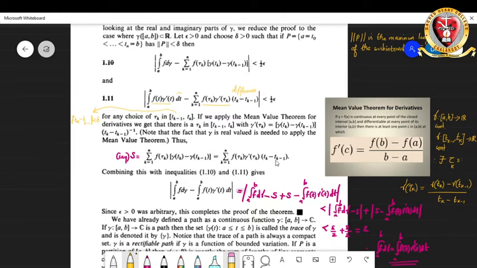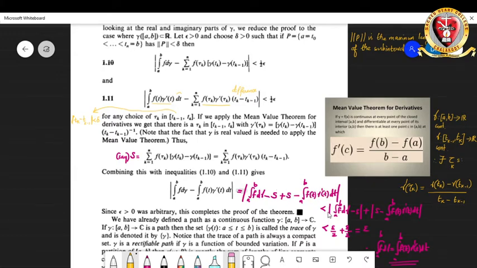So I'm substituting what I got from the mean value theorem. Now consider the modulus of the integral from a to b of f dγ minus the integral from a to b of f(t) γ'(t) dt. That is equal to the modulus of the integral from a to b of f dγ minus s plus s, minus this, right?